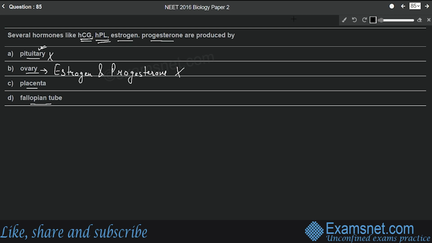Then the third one is placenta. Yes, placenta will be the correct answer because all these four hormones are produced by the placenta. Also in the later stage of pregnancy, the placenta produces relaxin along with these four hormones. Okay, and ovary also releases relaxin at the later stage of pregnancy. And the last one, that is fallopian tube. So fallopian tube cannot be the correct answer because it does not produce any hormone. So the only correct answer is option number C, placenta.